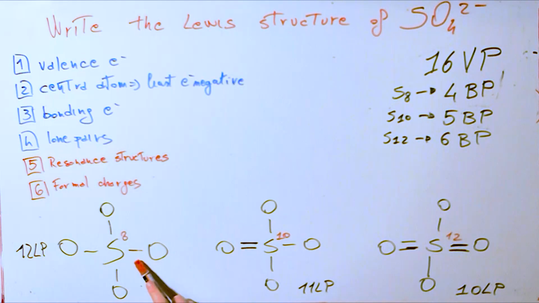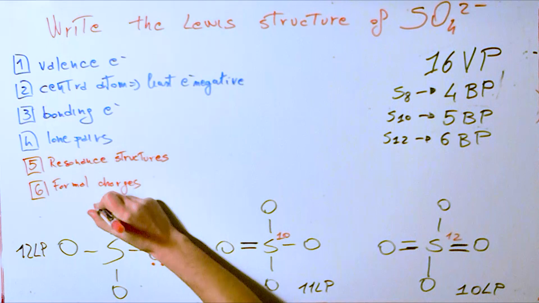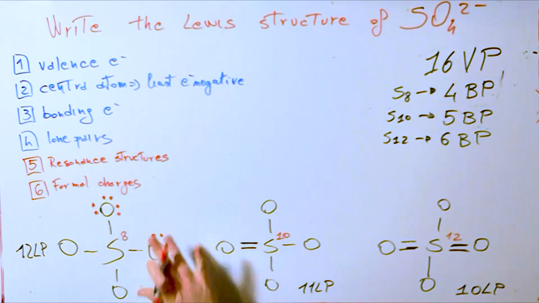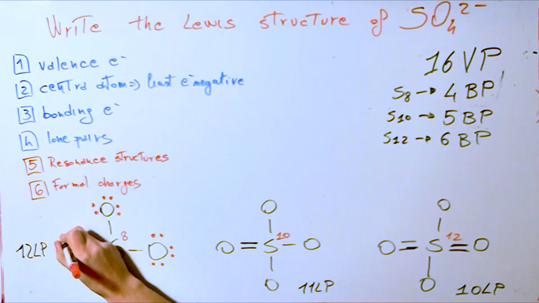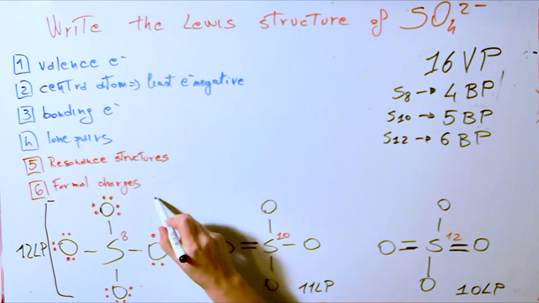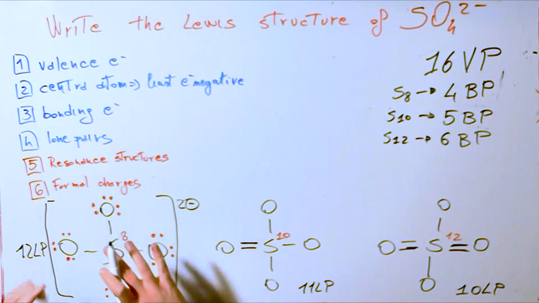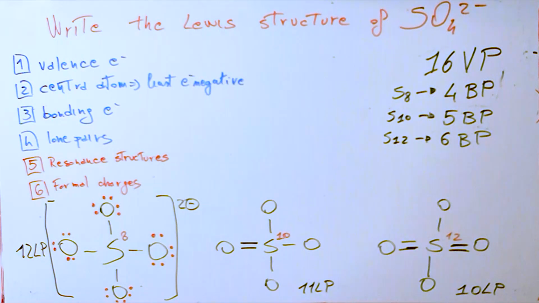All of these oxygens have already 2 electrons around them. This means that they need 3 pairs of electrons per each oxygen to reach the octet. And since we have 4 oxygens, 3 times 4 is actually 12 lone pairs, so we have finished. And then let's write it like this, with 2 minus here, because the final structure has a double negative charge.